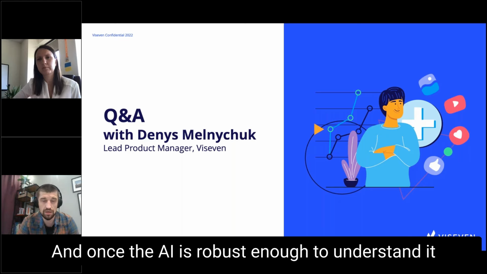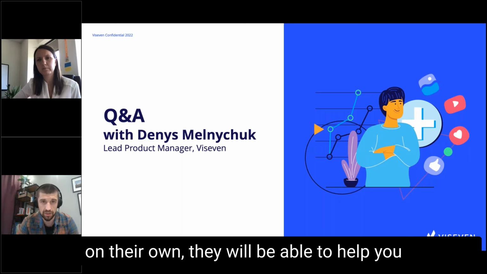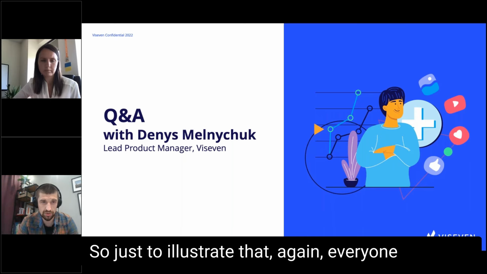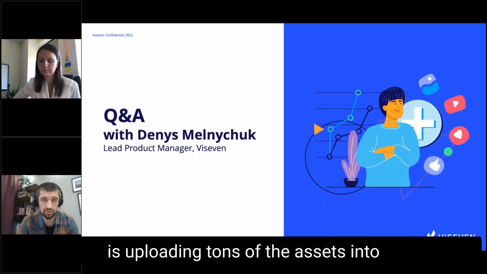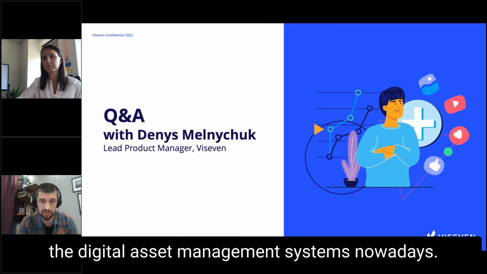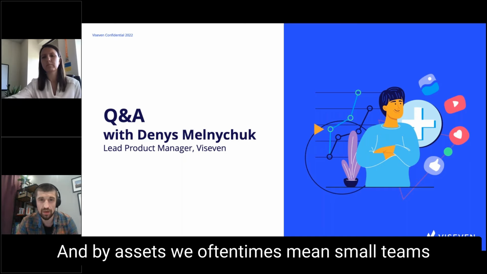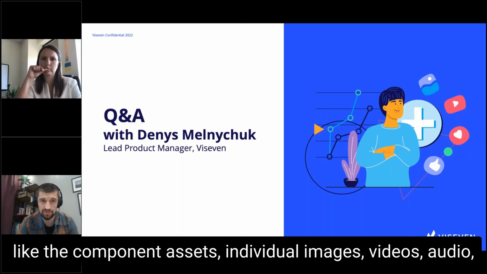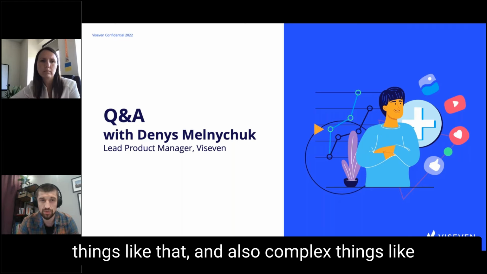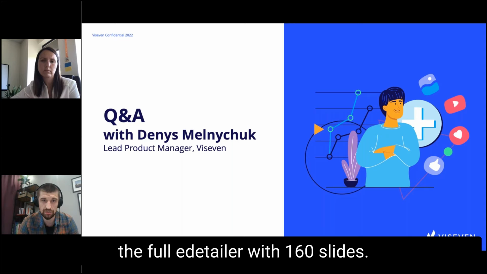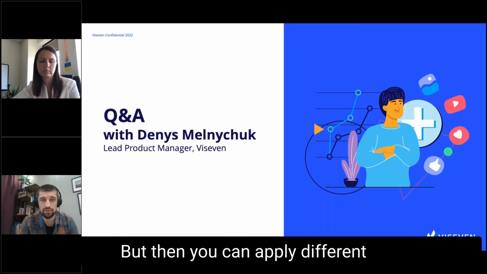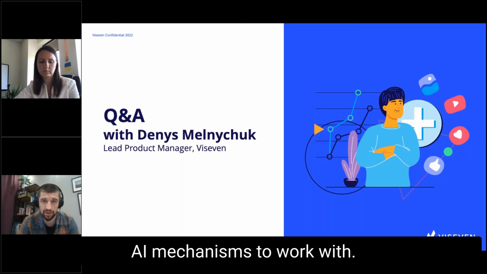And once the AI is robust enough to understand it on its own, it would be able to help you automate a lot of mundane and routine tasks and operations. Just to illustrate that, everyone is uploading tons of assets into digital asset management systems nowadays. By assets, we oftentimes mean small things like component assets, individual images, videos, audios, and also complex things like the full e-detailer with 160 slides in it. Both of them are assets, but you can apply different AI mechanisms to work with them.